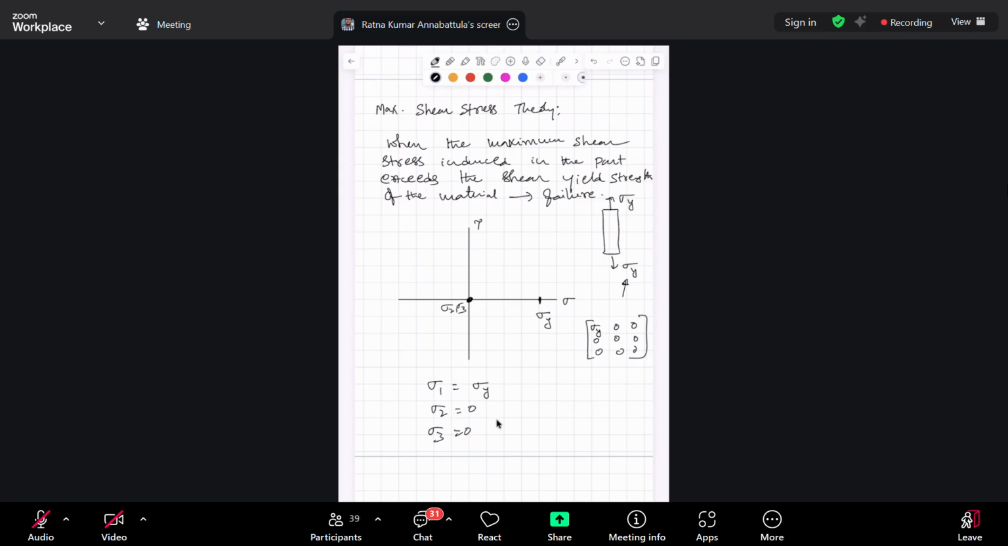Now, how do you draw the Mohr circle? That is my Mohr circle, right? This is the Mohr circle for the uniaxial tension test at the onset of yielding, because the principal stress becomes equal to sigma y. Is this clear?